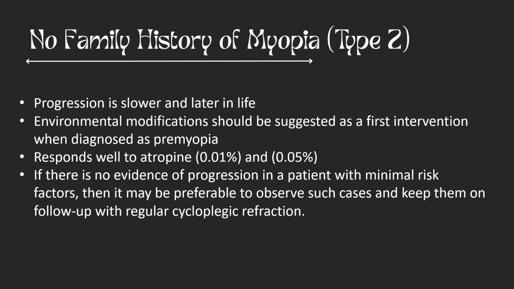Whereas type 2, the progression is slower and slightly later; they present to you slightly late. Environmental modification should be suggested as a first intervention whenever they come to you as a pre-myope, and it responds well to atropine 0.01% and 0.05%.